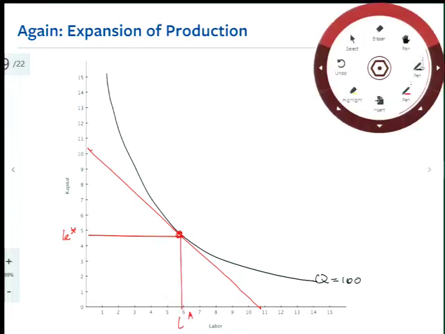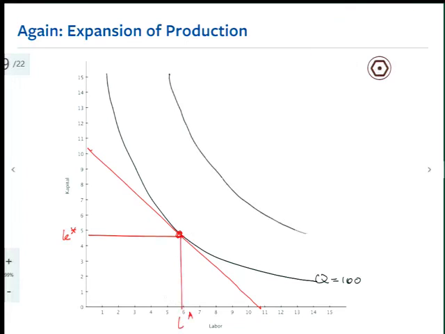Now, what does the wrong level of capital look like? It looks like this. So at 200 units, actually I did okay. Let me try one more time.